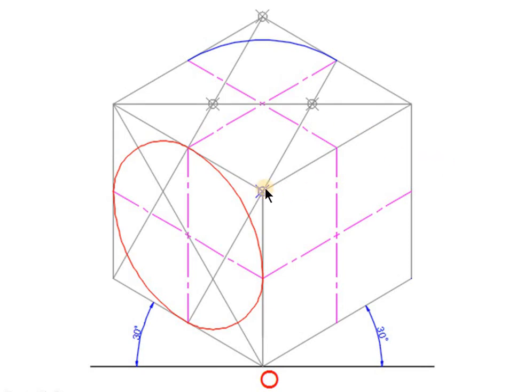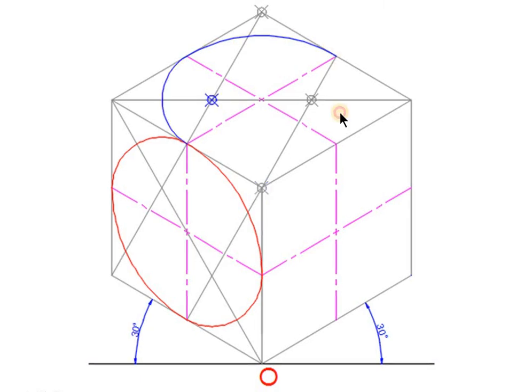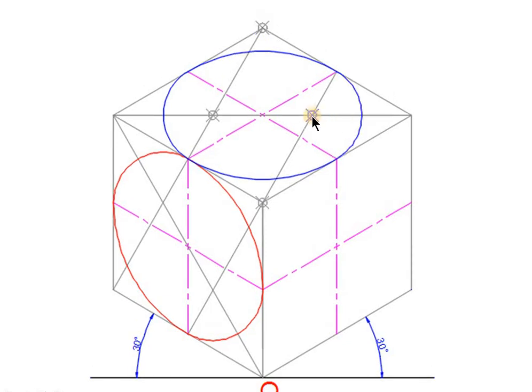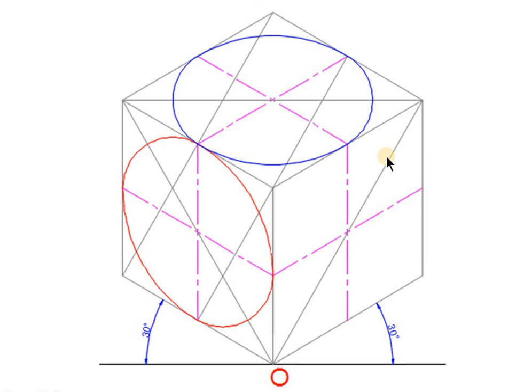So with the help of this center you are drawing this arc. Then with this center you are continuing the arc. With this 3rd center you are drawing this longest arc, and then with the 4th center you are completing this arc. Now for the 3rd isometric plane, you are finding the longest diagonal that you are connecting.